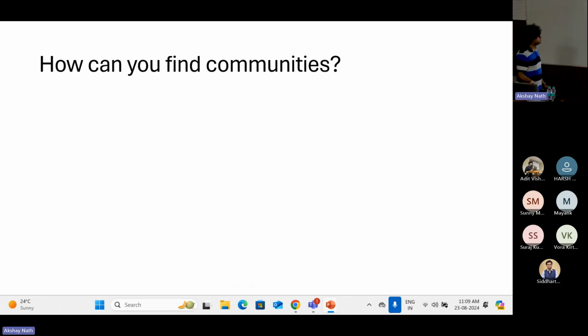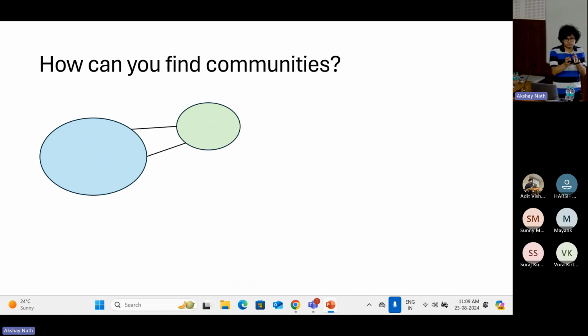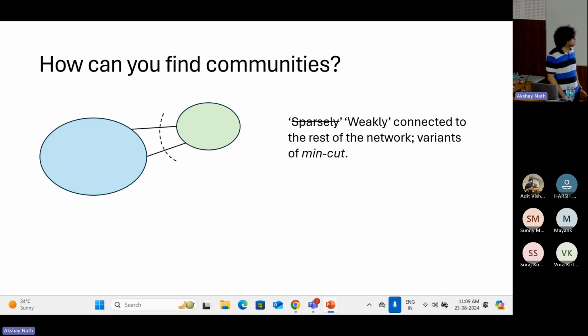So let's take one thing. It's probably reasonable to say that a community is something you can separate from the rest of your network by a small cut. It's weakly connected to the rest of the network, so you say that this is a distinct community of its own. And there are various variants of this min cut-like statement.